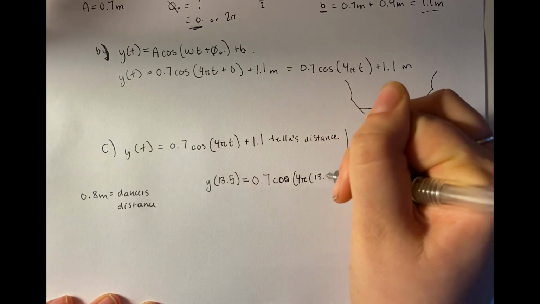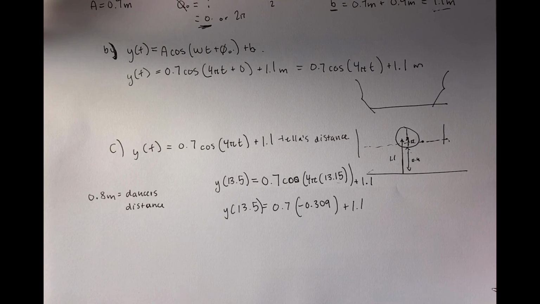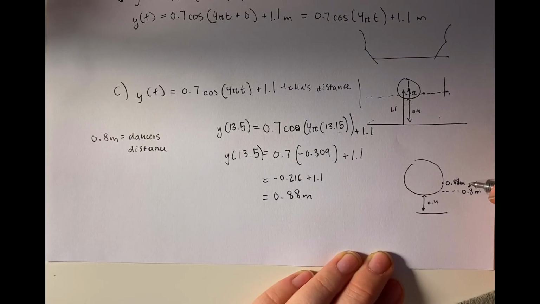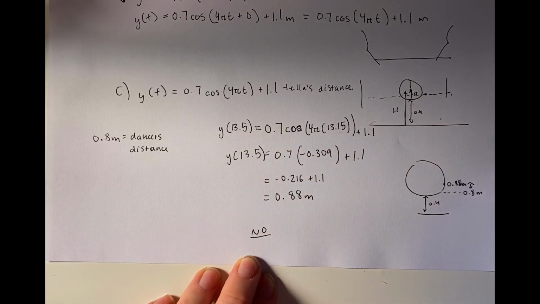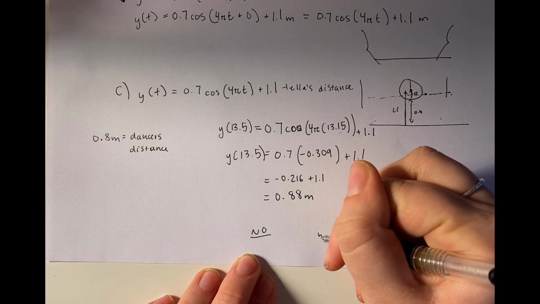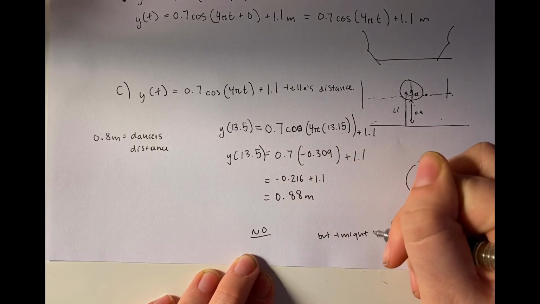Next, we can just plug in these values to our calculator to determine Ella's distance. We find that Ella is 0.88 meters away, which means that she will not hit the second dancer, as she's further away from the back of the stage at this state of the turn than the dancer running behind her.